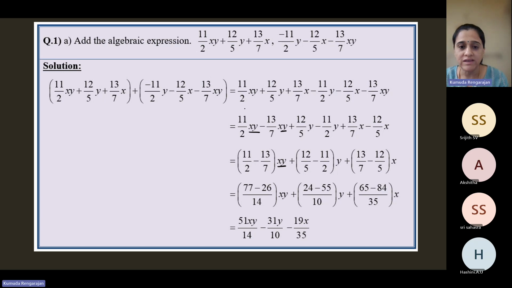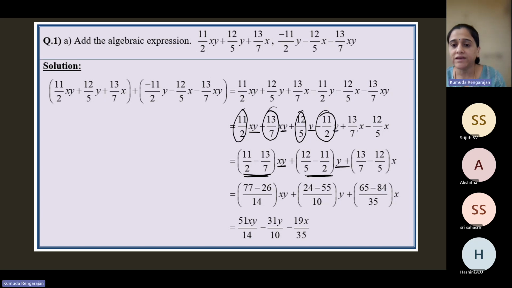See here, xy, xy, xy. What should you simplify? 11 by 2 minus 13 by 7, xy. Correct? Next, y, y. When you add, you'll get y. What should you simplify? 12 by 5 minus 11 by 2. Then x, x, x. What should you simplify? 13 by 7 minus 12 by 5. Correct?